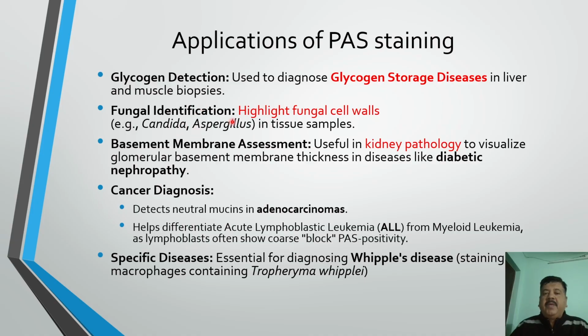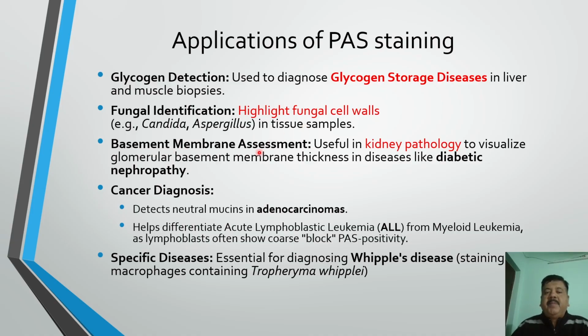Second is fungal identification. It highlights the fungal cell wall. So for MD microbiology, this is the use of PAS staining. Candida, Aspergillus, zygomycosis, Pneumocystis carinii: all these can be seen in the tissue samples and easily picked up, because that magenta color is a very attractive, very beautiful color.